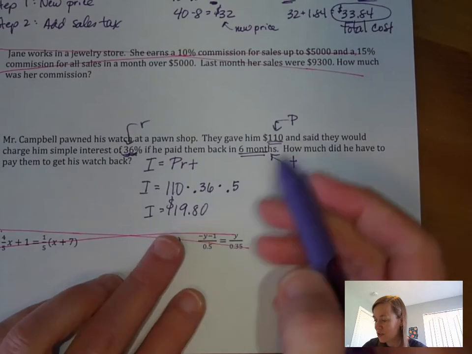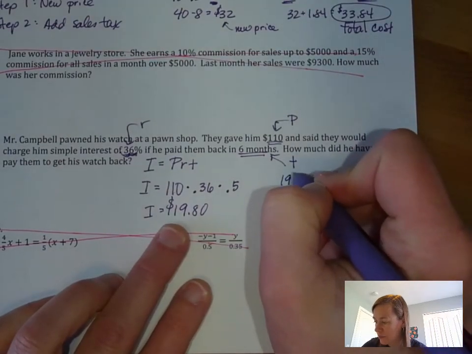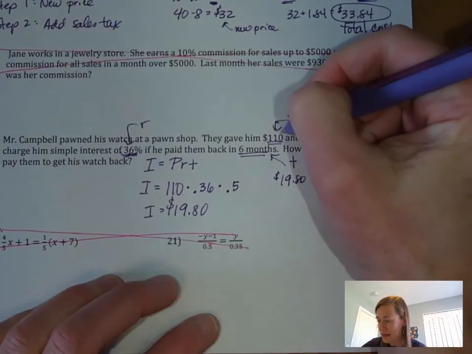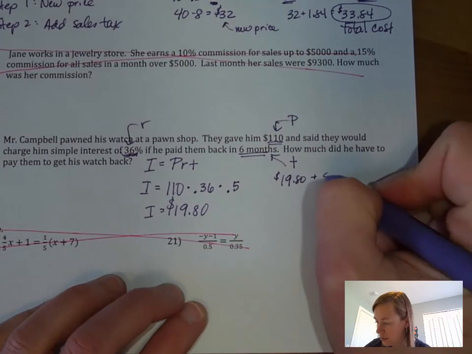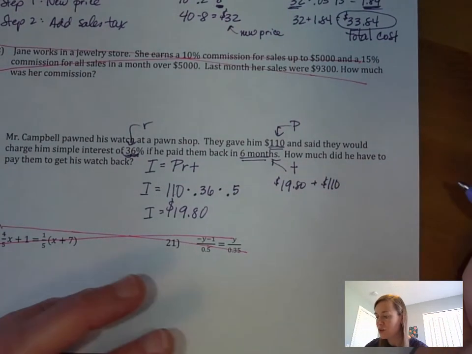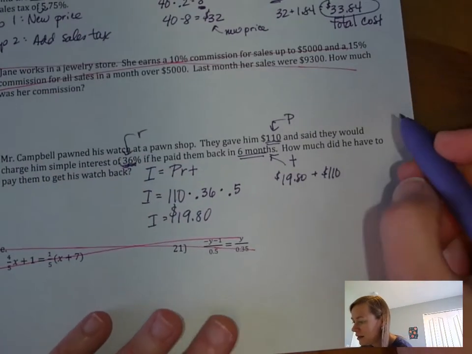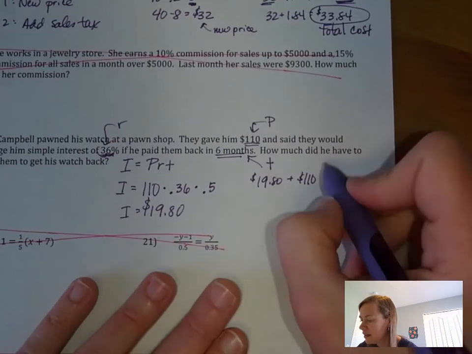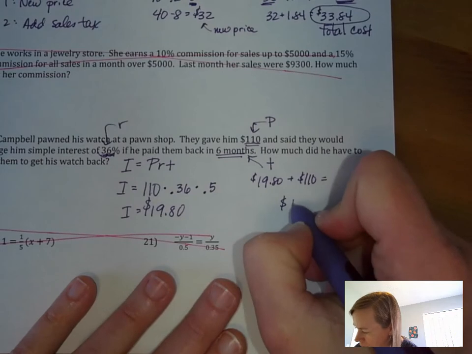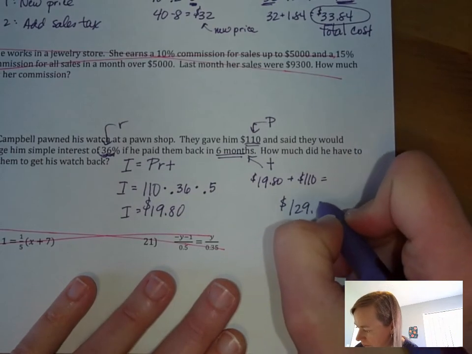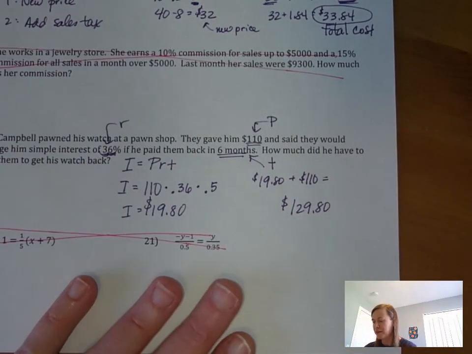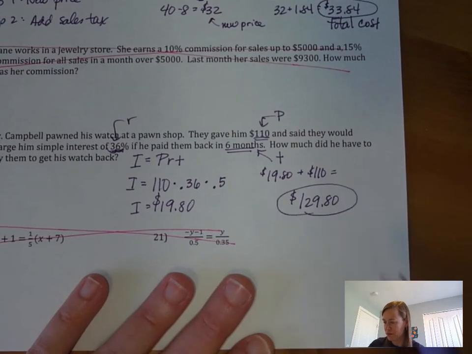So let's take that interest, $19.80, and add it to the original amount, which was $110. And then we'll get the new amount that Mr. Campbell will have to pay to get his poor little watch back. So 110 plus 19.80 is going to equal $129.80. Okay, and that's your total amount.